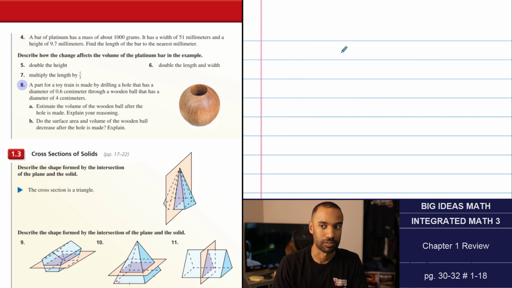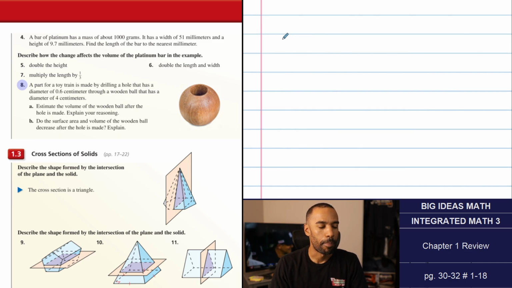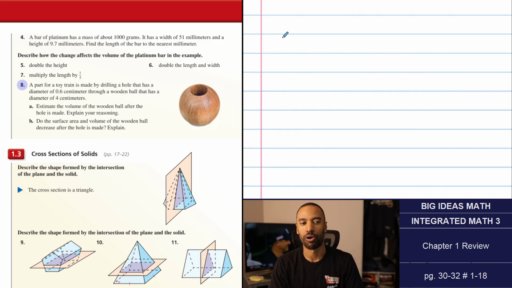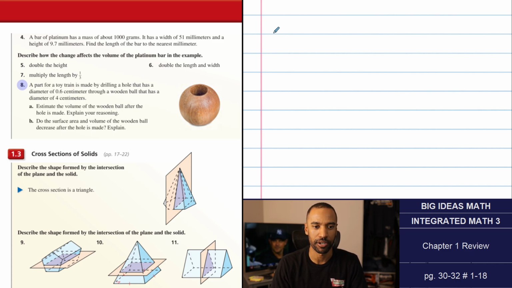Anyway, number 8. A part for a toy train is made by drilling a hole that has a diameter of 0.6 centimeters through a wooden ball that has a diameter of 4 centimeters. So this hole, I guess it's a cylindrical hole. Inside here, and I guess it comes out the other side, you basically have a hollowed out thing like that, is the way that I'm seeing what they're talking about.